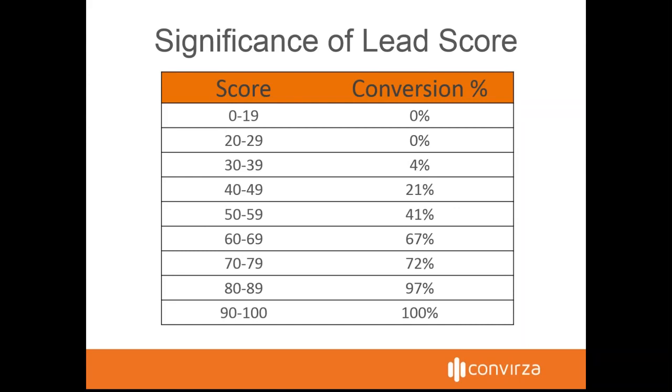50 and 59, 41% close rate. 60 and 69 is 67% close rate. And this is when it starts to get substantial. Really between 60 and up is when we would say there's a good lead on the phone. 80 and up is a great lead on the phone. Those are people who have the decision made before they called to buy. So if you get a lead score between 80 and 89, that person's going to close at 97%.